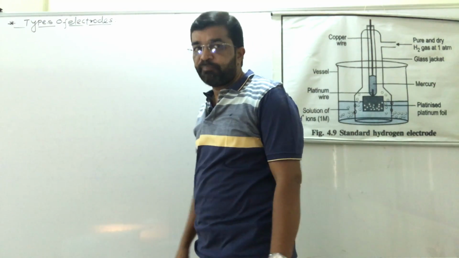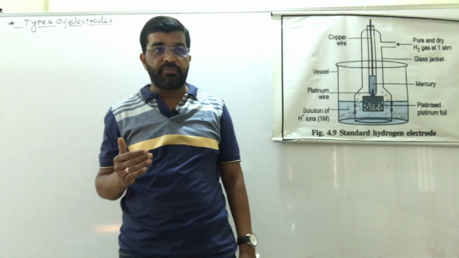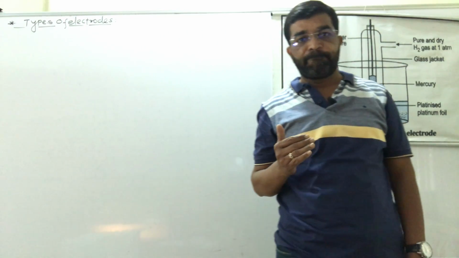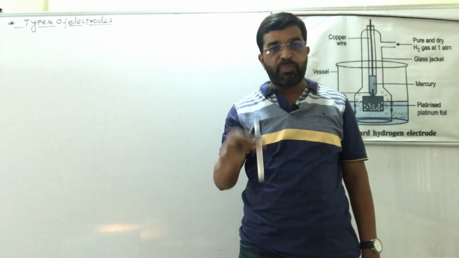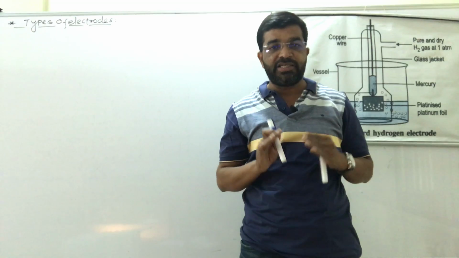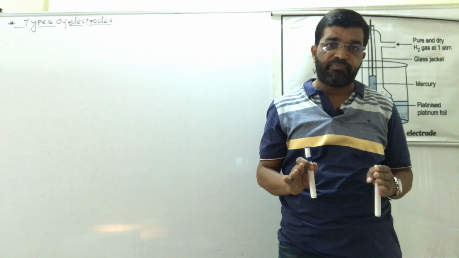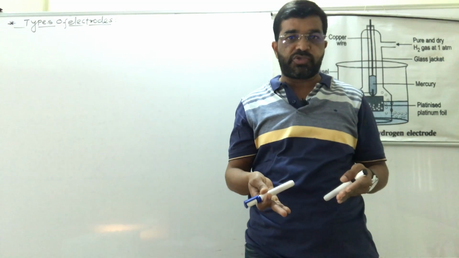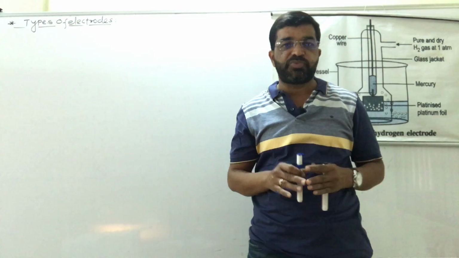So first of all, you have to remember that an electrode is also called a half cell. So what is a half cell? A half cell means a metal rod is placed in a solution containing its own ion. That is called an electrode, or a half cell. A metal is in direct contact with a solution of its own ions.